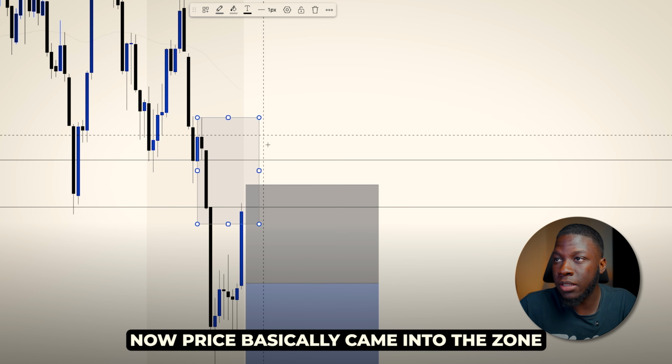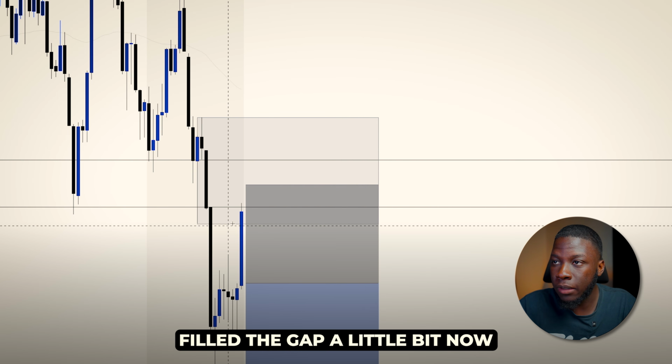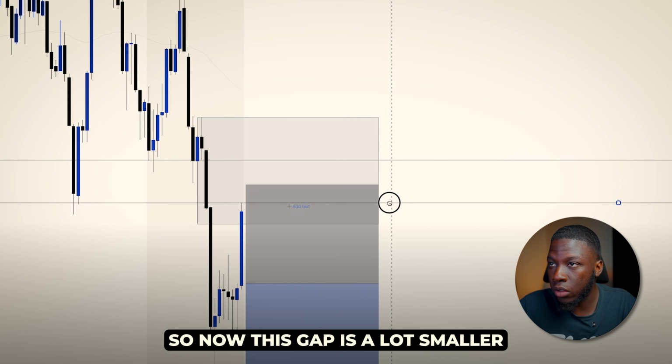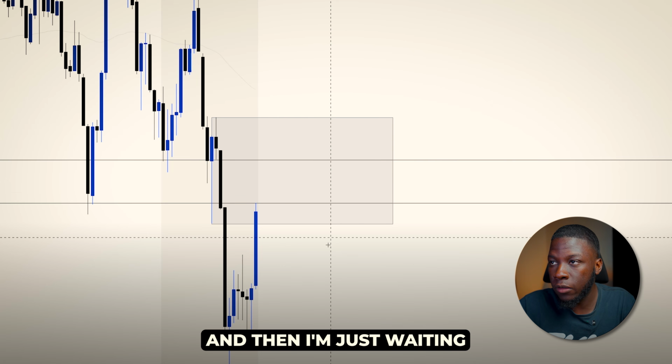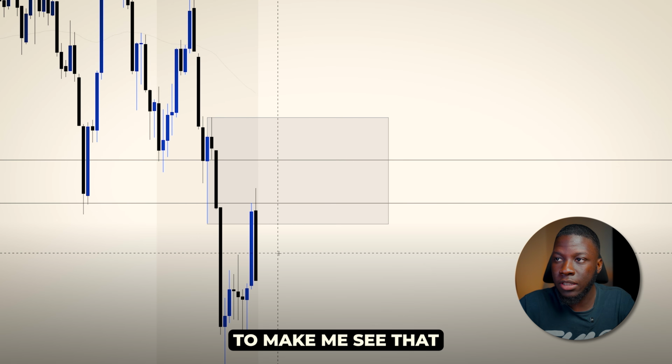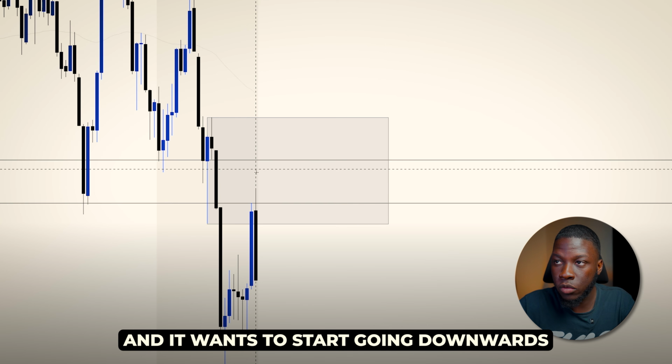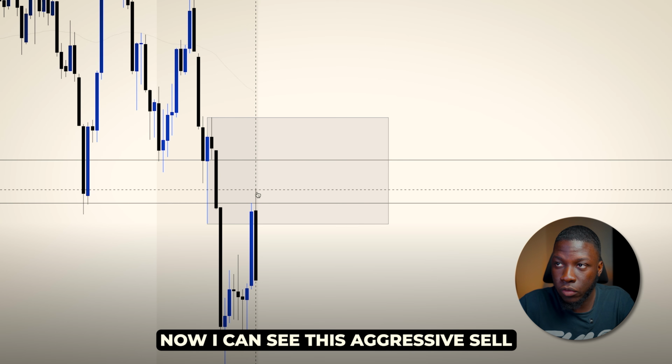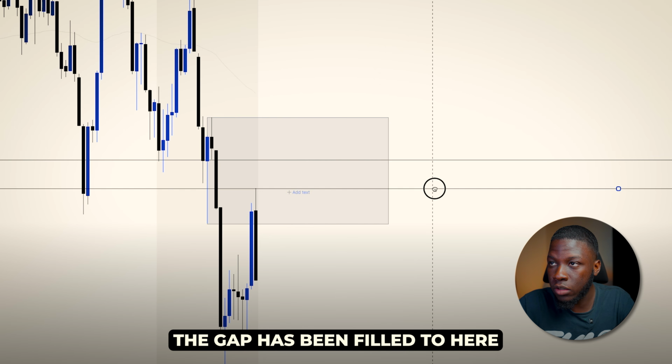Now price basically came into the zone and filled the gap a little bit. So now this gap is a lot smaller. It goes up like this, a lot smaller. And then I'm just waiting for some kind of reaction to make me see that, okay, now price is reacting and wants to start going downwards. So now I can see this aggressive sell because now the gap has been filled to here, right?